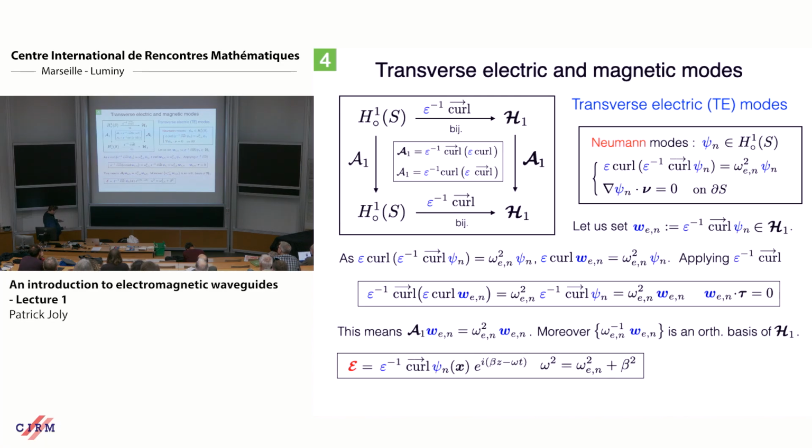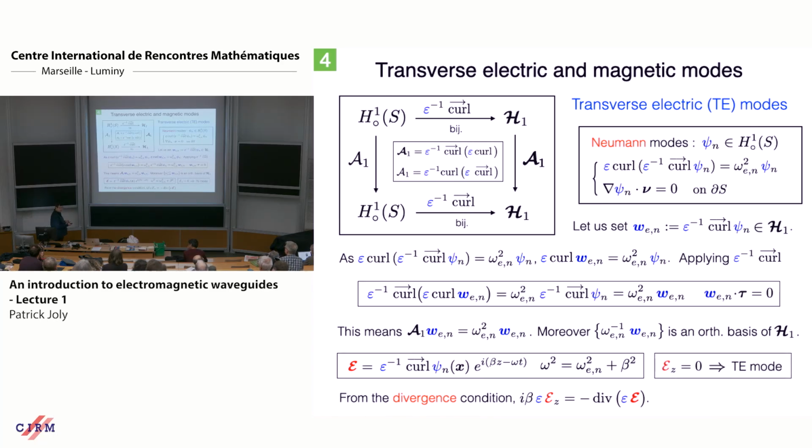By definition, from what I said before, the corresponding guided mode is given by this expression. You have a very simple dispersion relation. And if you remember the divergence condition, this divergence of epsilon E is a curl, but you deduce that the EZ is 0. That's why we call it a transverse electric mode, because the longitudinal field is 0.